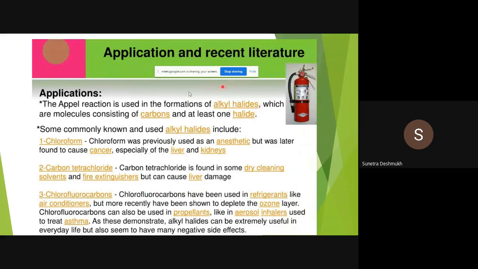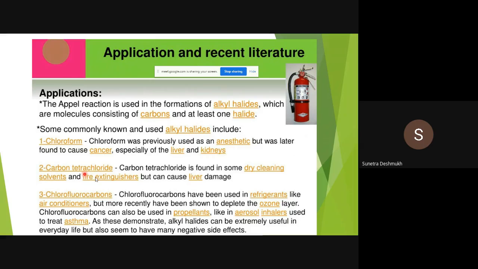I'm trying to explain over here applications of these Appel reactions. So Appel reaction is used for formation of alkyl halides, which are molecules consisting of carbon and at least one halide. So commonly known and used alkyl halides include, one, chloroform. We have seen just on previous slide, chloroform is the byproduct. Chloroform was previously used as an anesthetic, but later it was found it causes cancer. So we are not using it nowadays as an anesthetic agent.